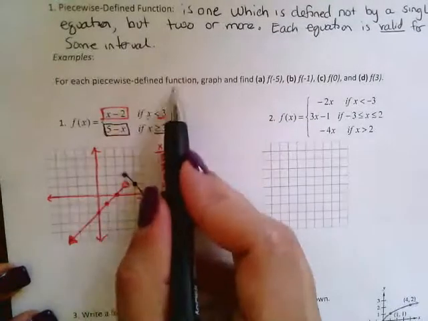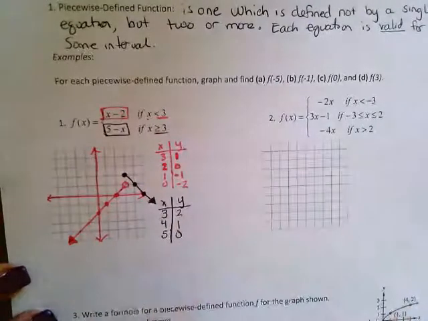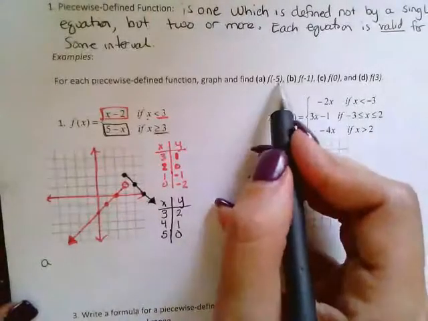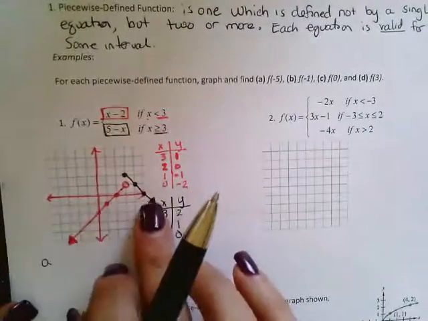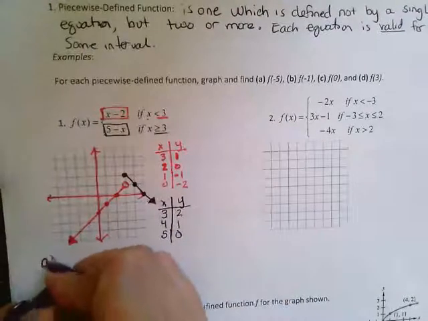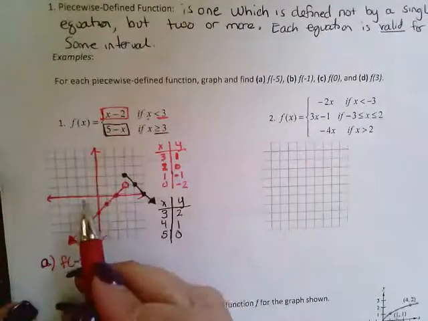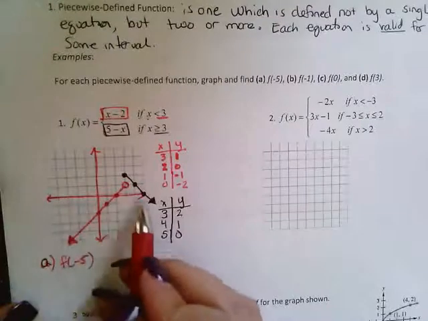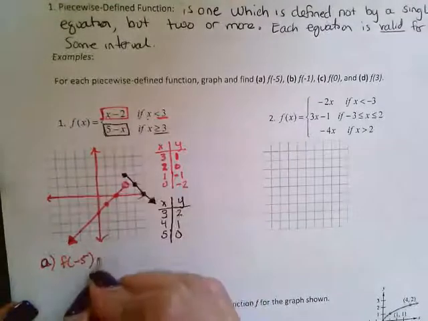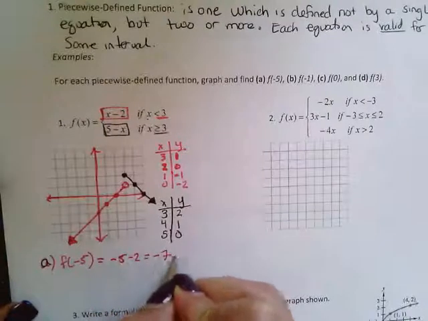Okay, so for each piecewise function, define, graph, and then find f of negative 5. So let's find those. For f of negative 5, which piece takes care of negative 5? It's going to be x minus 2, because our negative 5 is over here. So the other line has nothing to do with negative 5. So we basically plug in negative 5 into the top piece. So it's negative 5 minus 2, that's negative 7.